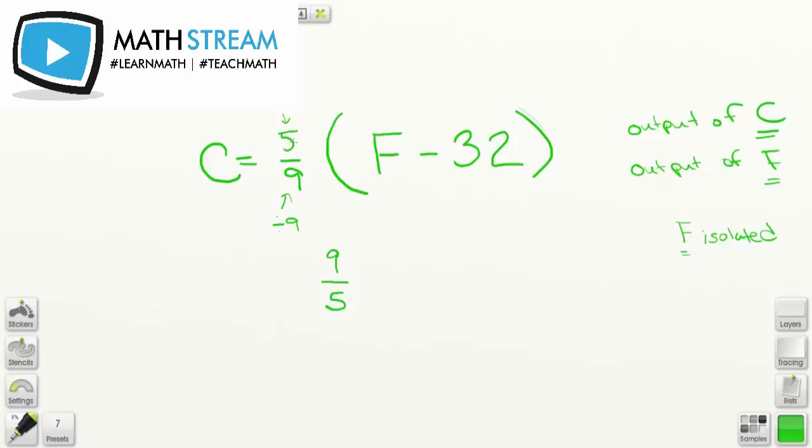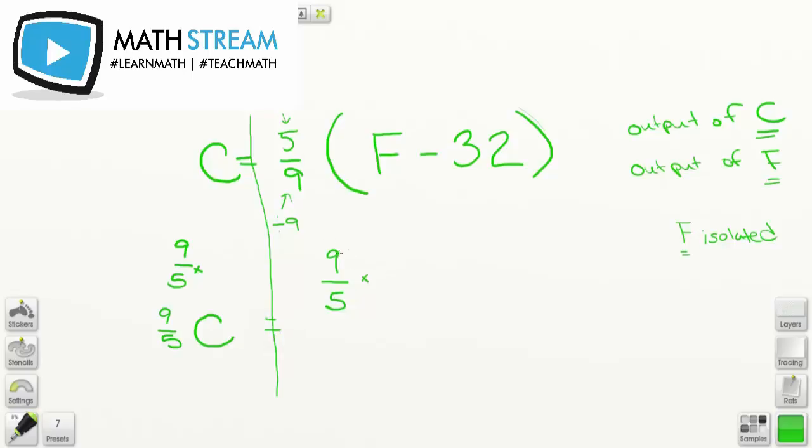So we have the fraction 5/9. I want to multiply both sides by 9/5. So 9/5 times both sides of the equation. What happens when we do that? Well, on the left side of the equation, let's put our line down here, just to keep the sides of our scale separated. On the left side of our equation, we end up with 9/5 times c equals.